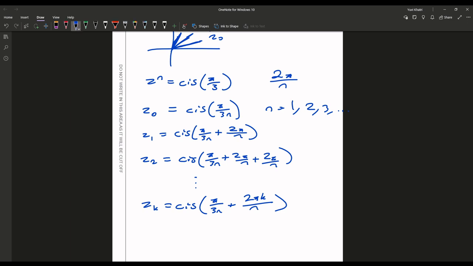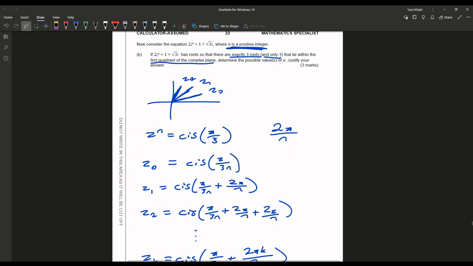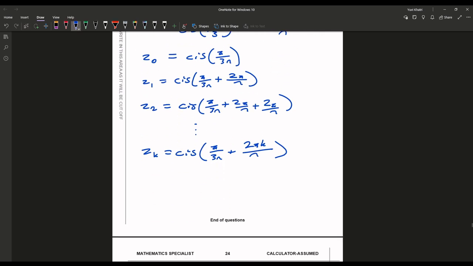If n is 1, then we've got this angle of pi on 3, which is still in the first quadrant. As you increase n, the angle here is going to get smaller and smaller. So we know that z0 will always be in the first quadrant. What we need to worry about is z2, this root right here. We want z2 to be in the first quadrant, which means that its angle with the x-axis needs to be less than pi on 2. So z2 is when k equals 2, and its angle needs to be less than pi over 2 because it's in the first quadrant.